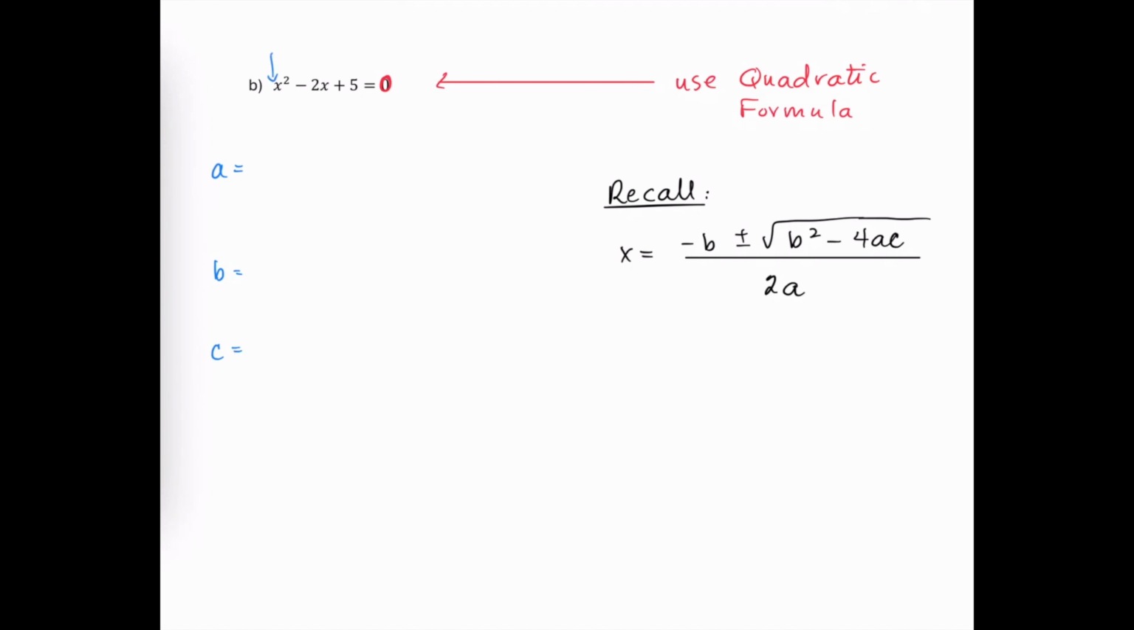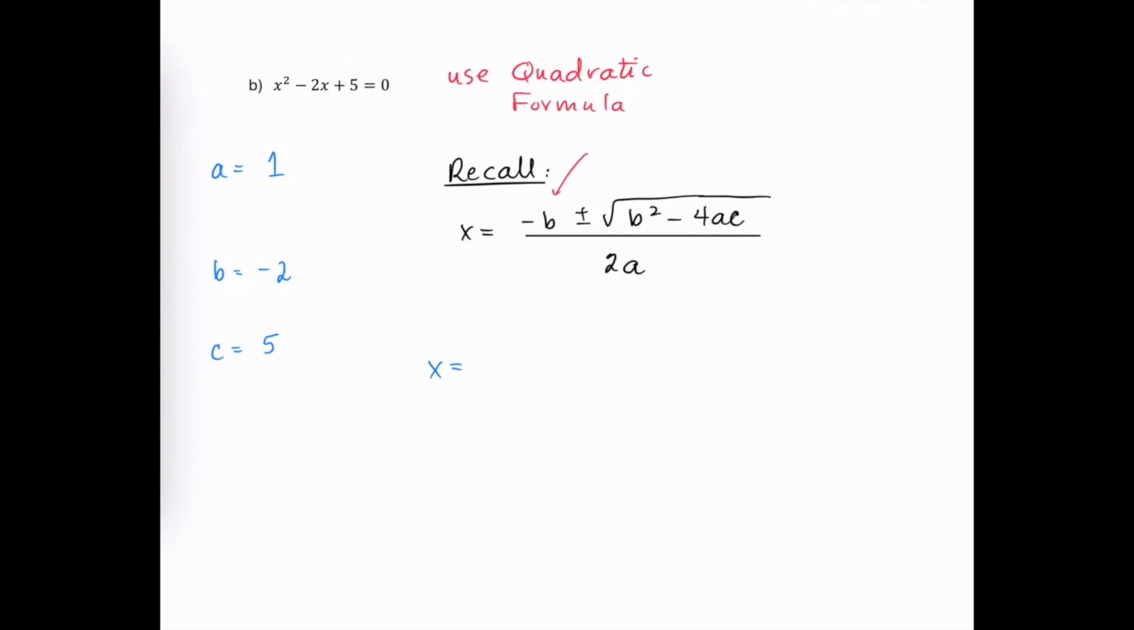A is the coefficient on x squared, which in this case is 1. B is the coefficient on x, which in this case is minus 2. And c is the constant, and in this case that value is equal to 5. So now we take our a, b, and c and plug them into the quadratic formula. Let's start with the opposite of b. So we have negative b, and in for b we're going to plug in negative 2.